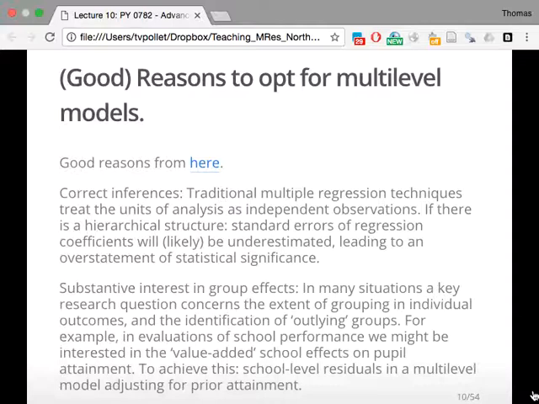If you want to find out if one hospital is better or worse, or one school is better or worse, or one department is better or worse, those are the types of methods you would need. So in this case, it would be school-level residuals in a multi-level model adjusting for the prior attainments of the pupils, so their intake scores.